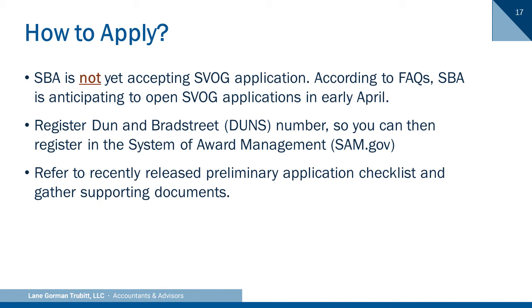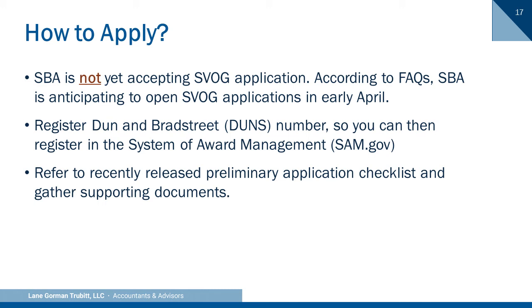Also, SBA has released a preliminary checklist for your applications. So we would recommend that you refer to that checklist and start gathering your supporting documents. The SVOG application process is still under development, and the list in the preliminary checklist is not comprehensive. There could be additional items that they request once the application is released. So please make sure to review the preliminary application checklist and gather your documentations.